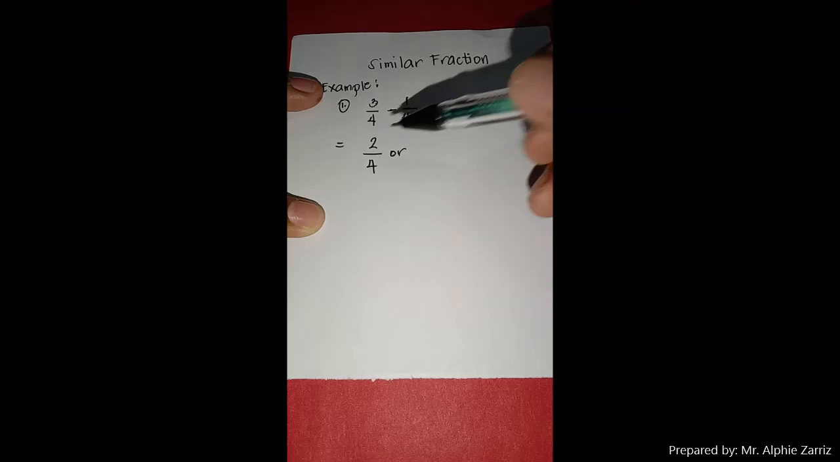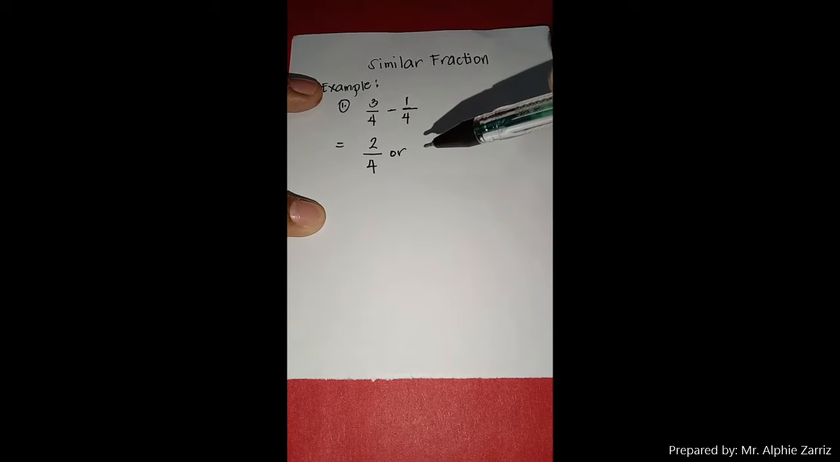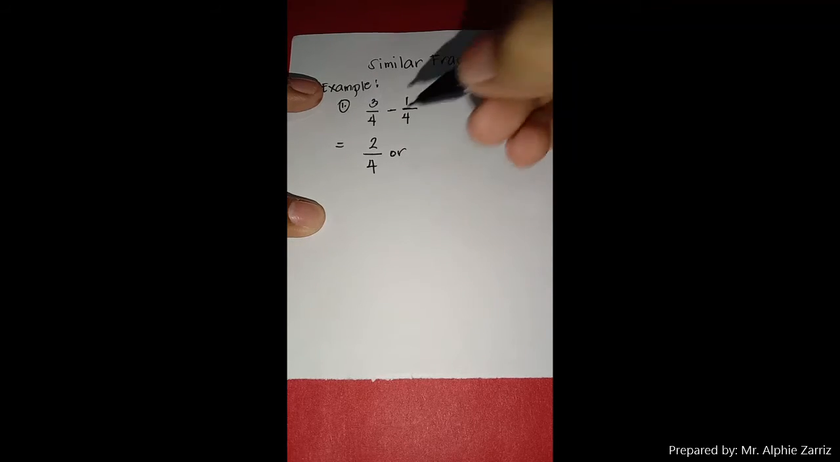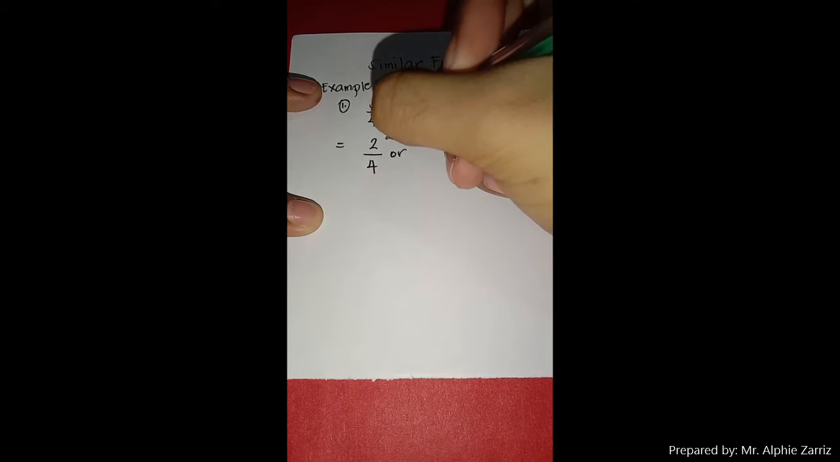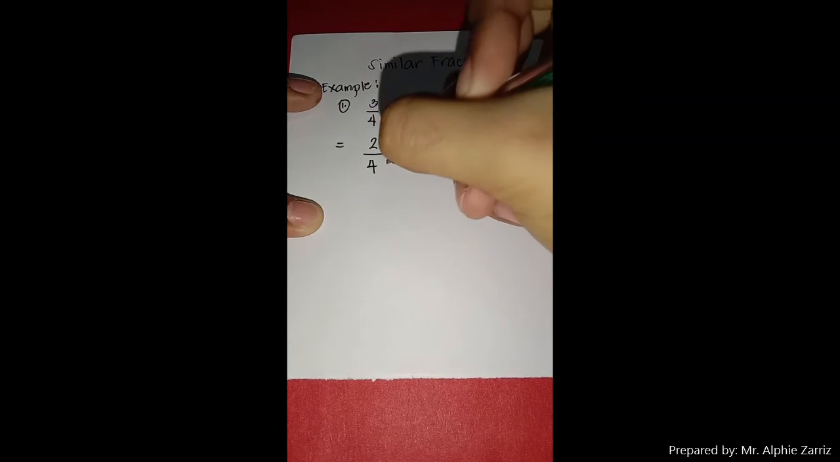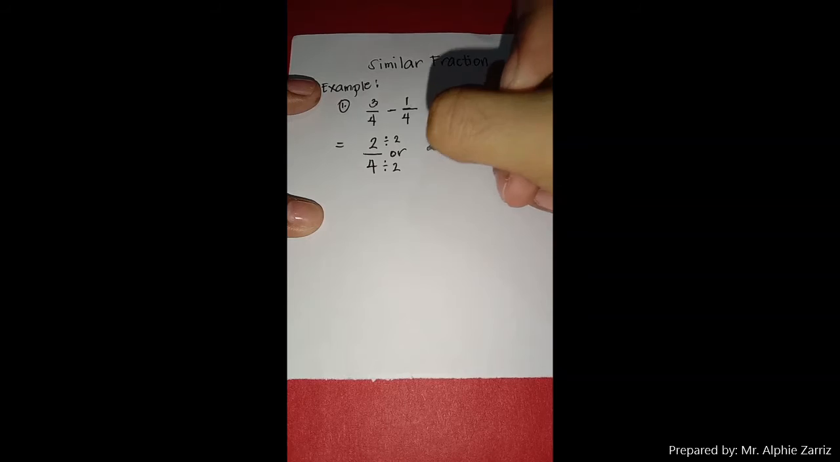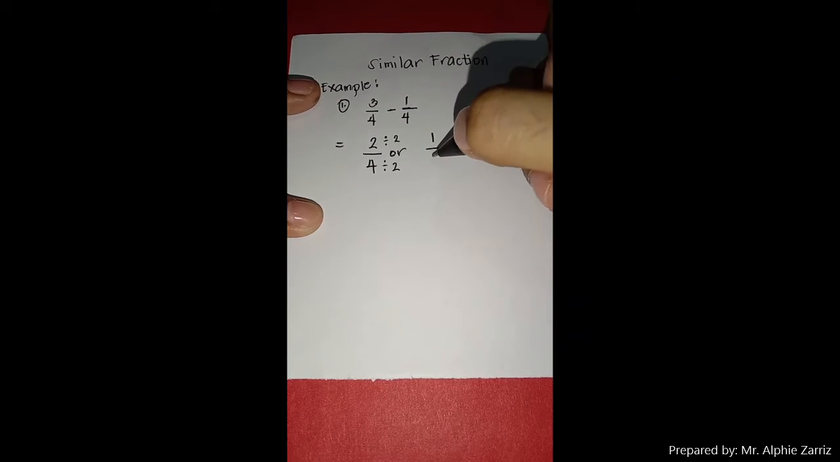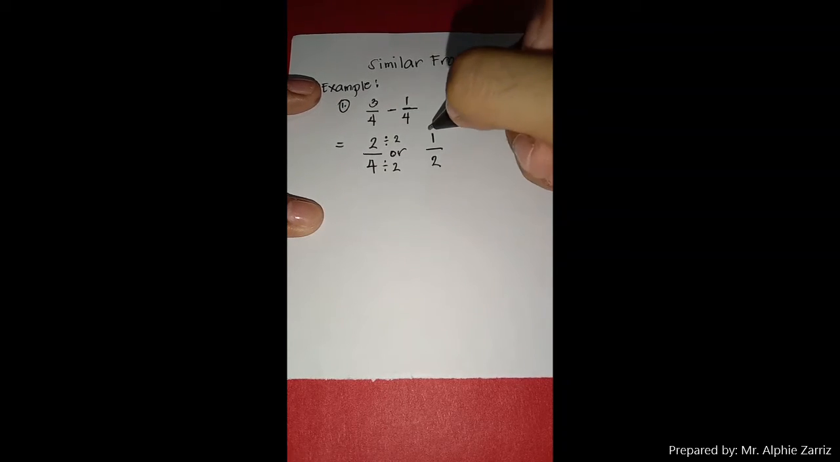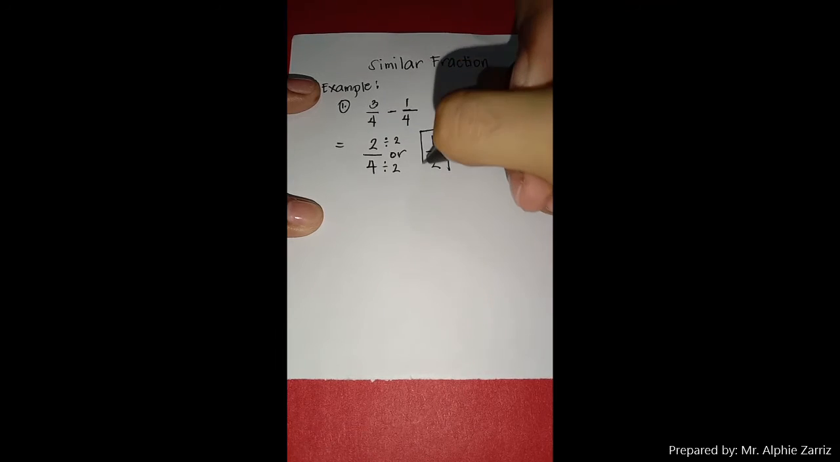So 2/4 can be reduced to lowest terms by simply dividing it by its compatible number, or you can use the GCF, then divide. So 2 divided by 2, we have 1. 4 divided by 2, we have 2. So therefore, the final answer is 1/2.